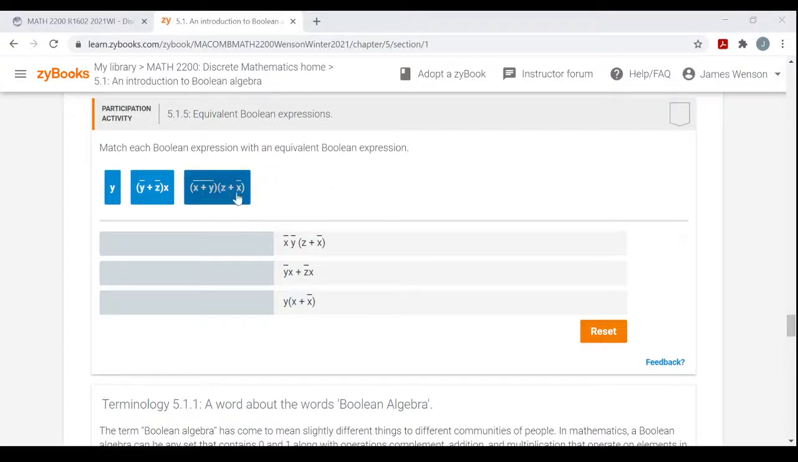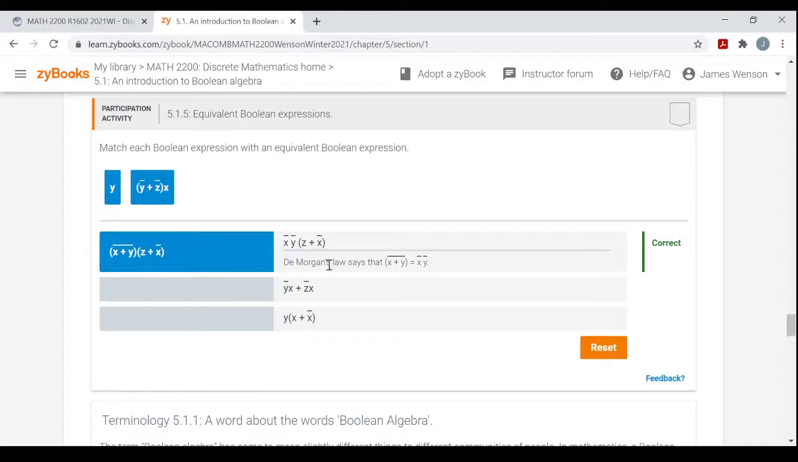Like this first one. When you have a complement of a sum, that's equivalent to the product of the complements, right? That's De Morgan's law. So when you have x plus y with a bar over it, that's equivalent to x bar times y bar. So this first guy here. And then you see how the second part, z plus not x, is exactly the same. So this one is equivalent to this one here because of De Morgan's laws. All right, and I'll leave the other two to you.